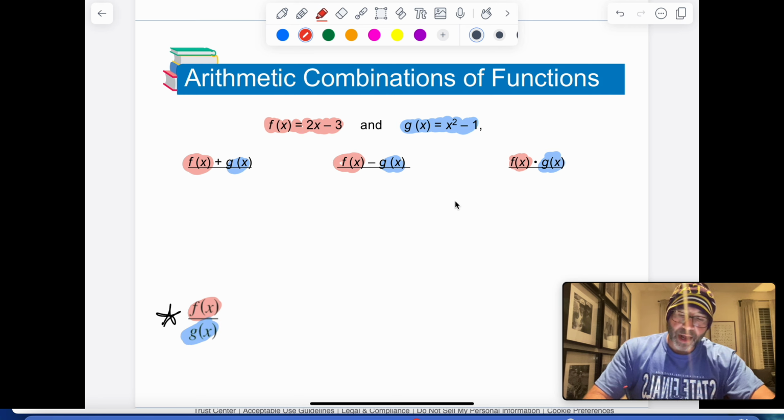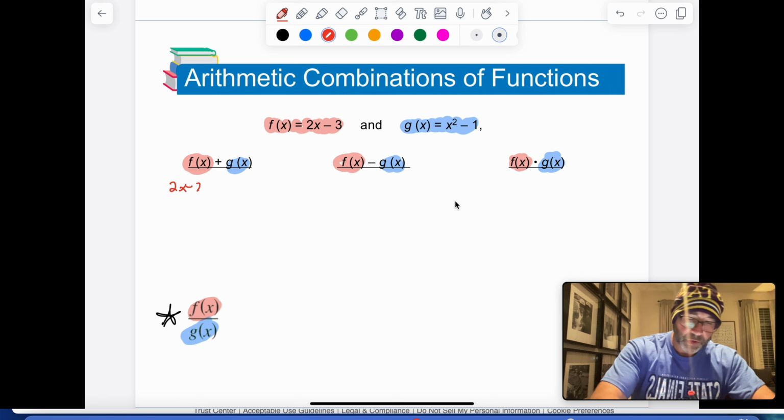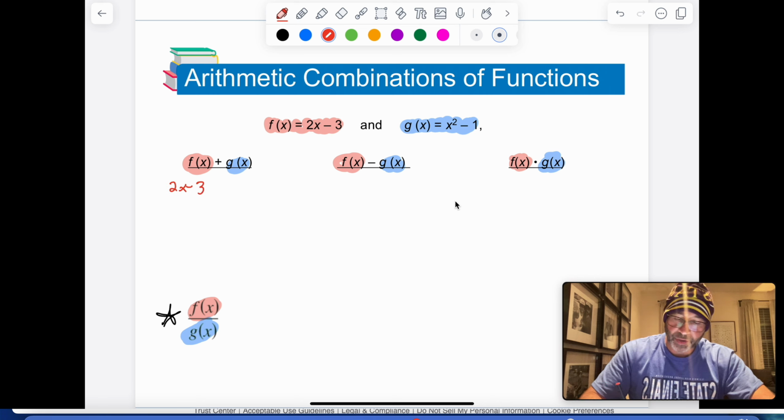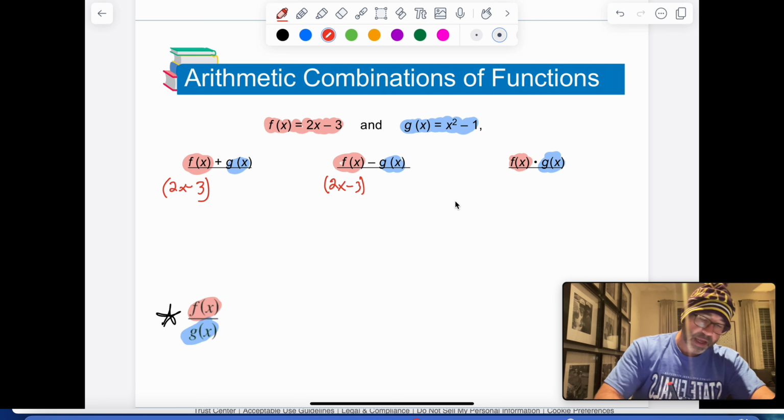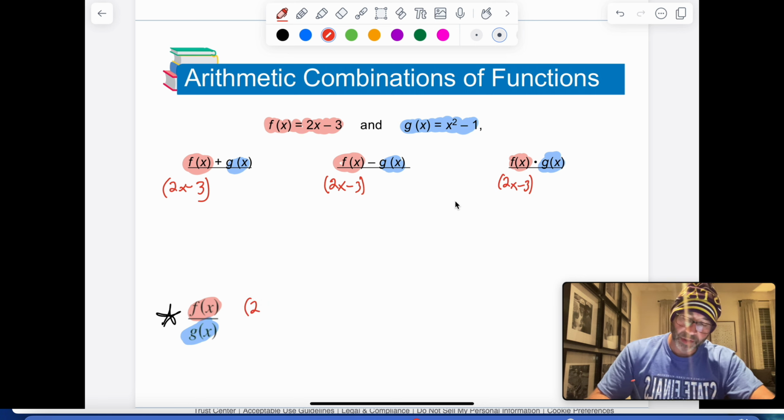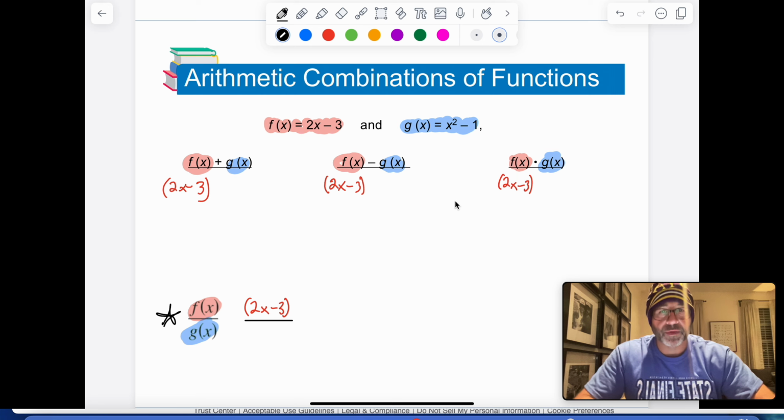So for our f of x function, we're going to have 2x minus 3. 2x minus 3 for the f of x. We're going to do the same thing for the other ones. So 2x minus 3 for this part, and 2x minus 3 for this part, and 2x minus 3 for this last part. Okay. Notice I just really quickly put in each one of our f of x portions of the function.